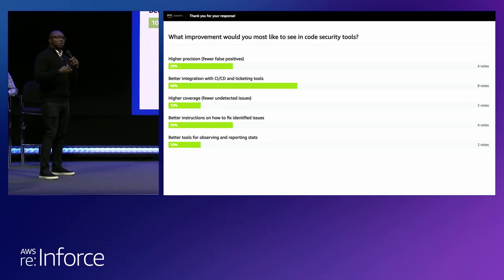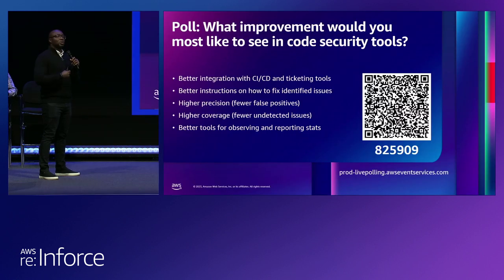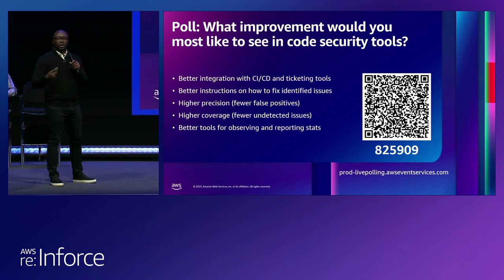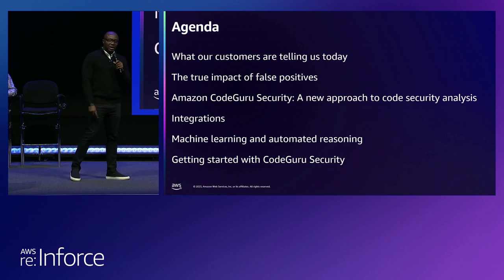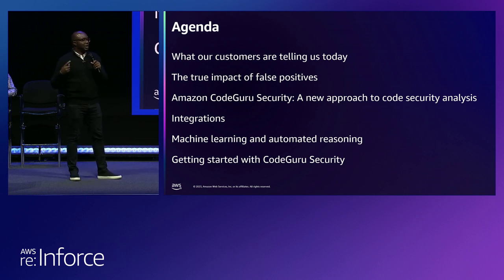And we're going to go through how we solve some of these problems and how we look at some other ones that have come up more recently as becoming a trend in the code security space. So today we're going to look at what customers are telling us, the true impact of false positives, which is becoming a lot more frequent today as code bases have grown bigger, how Amazon Code Guru Security looks at code security analysis, integrations that we currently support, and then how we use ML and automated reasoning, and how you can get started today.